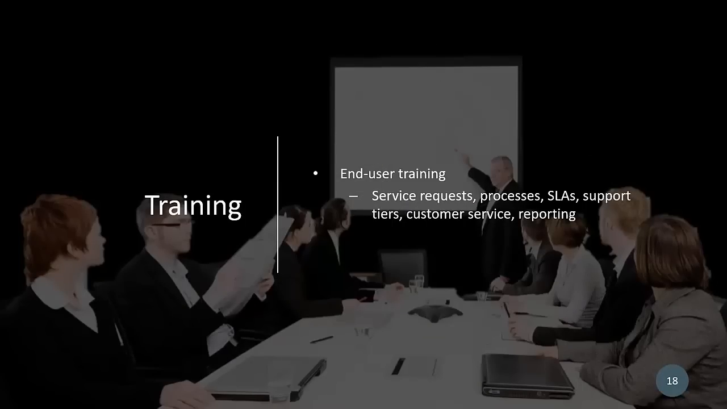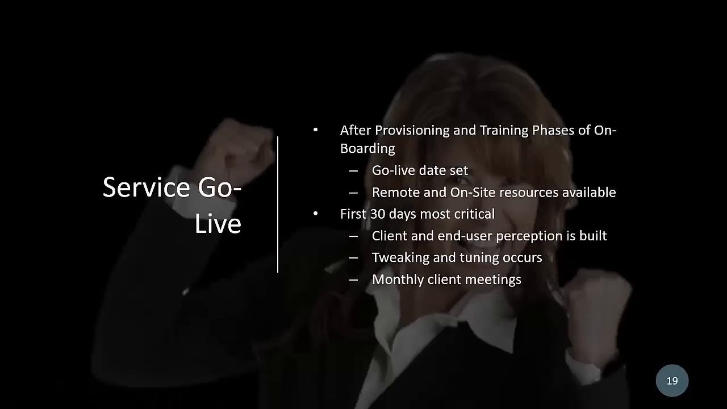And once the end users are trained is when we can establish that service go live date. So this is when all of our resources are available and we are being measured against the SLA that we've sold to that client. The first 30 days, this is the honeymoon period. This is the most critical point in the onboarding engagement, where the client and end user perception is really built, where we're able to either confirm the client's good decision to move forward with us as their service provider, or we begin to erode that confidence in the relationship.